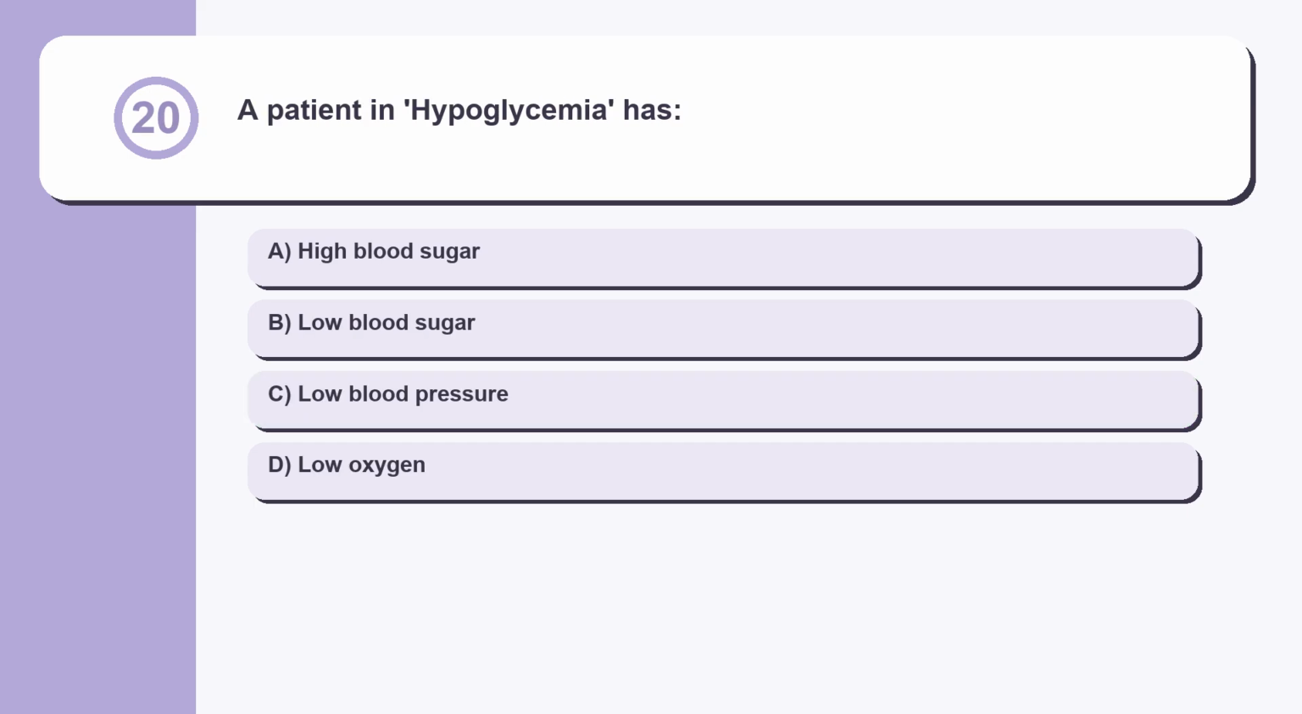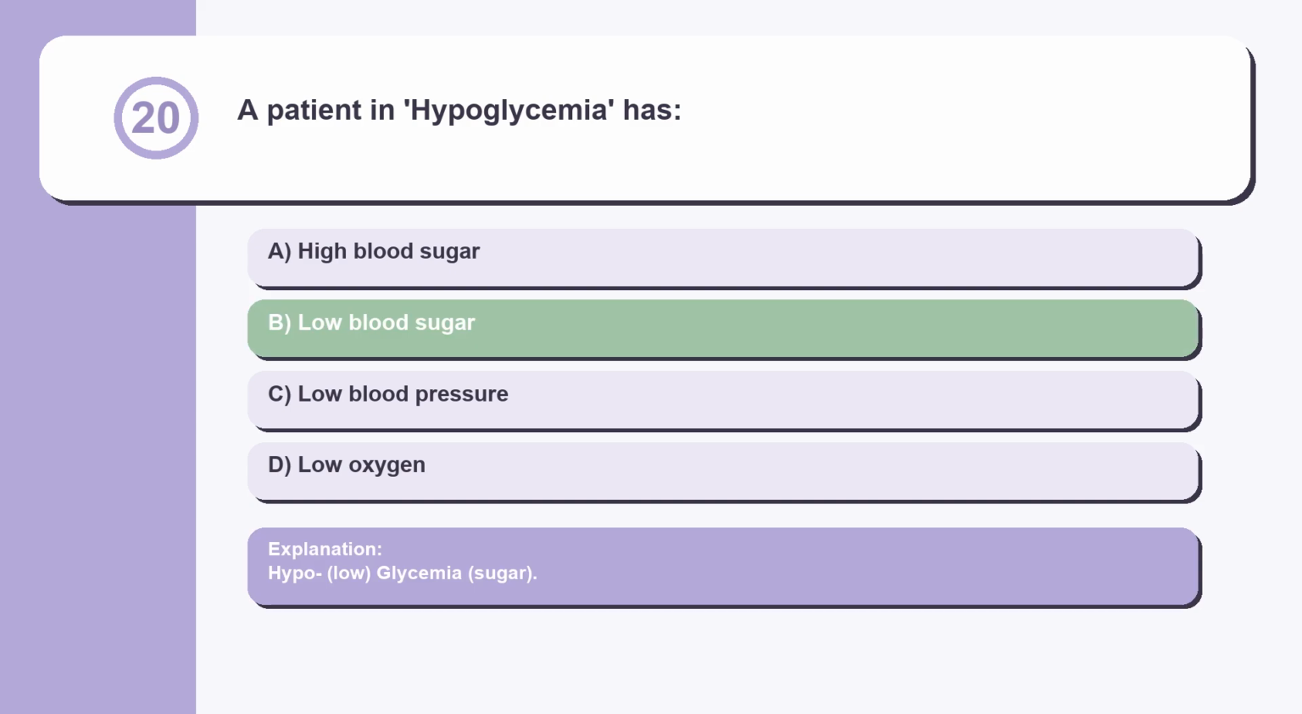Question 20. A patient in hypoglycemia has: high blood sugar, low blood pressure, low oxygen. Hypo means low, glycemia means sugar.